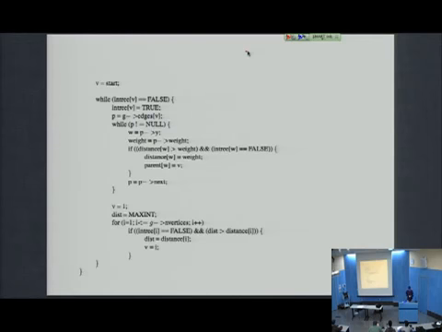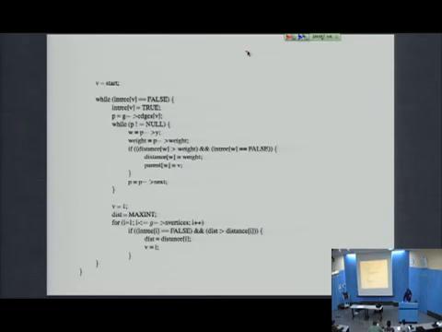You should now see we can compute minimum spanning trees efficiently. Prim's algorithm is always going to be correct, and we can do it in n squared time with the right bookkeeping. Any questions about that? Okay, any questions at all?